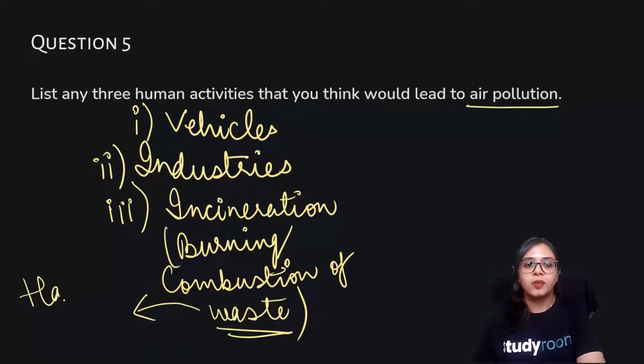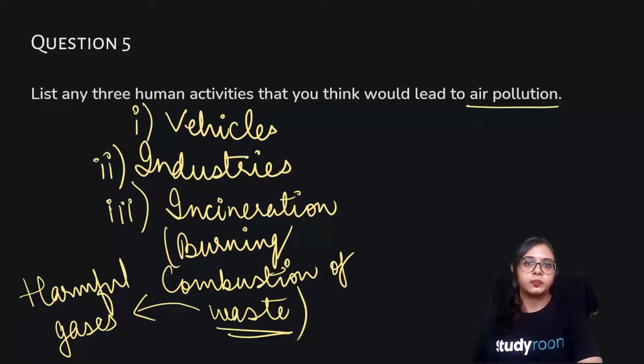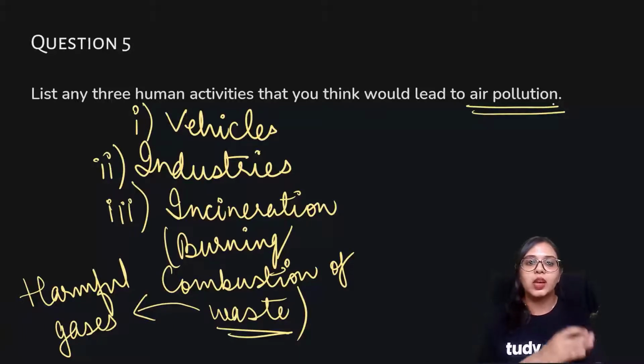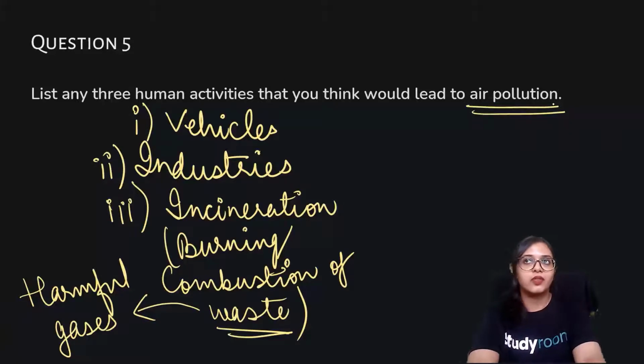All right, some harmful gases that are going to hinder life somewhere or the other. Hinder life in the sense by causing some diseases or causing some other respiratory problems. All right, so these are the 3 human activities that lead to air pollution. And with this, we come to the end of this section. We have discussed rain, and we have also seen how acid rain is forming and how air pollution is happening.